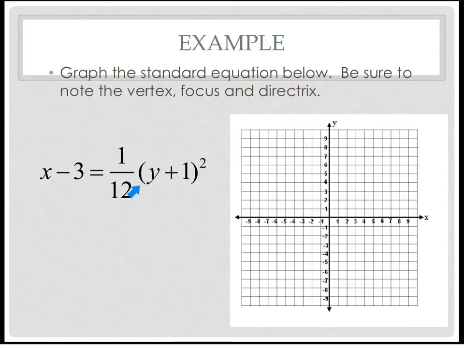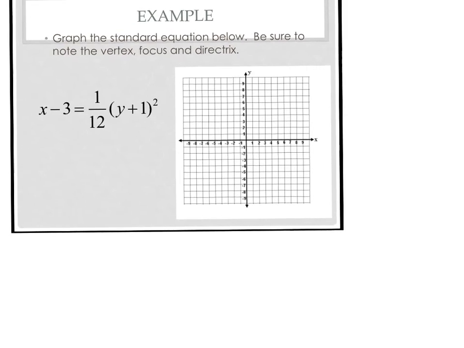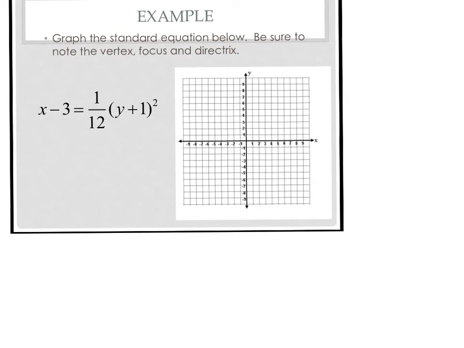When the variable is in parentheses with a square outside of it, then we know it's going to be a -1 in the y direction. Now this one right here, we generally don't see it like that. So here's what I like to do. I'm going to shrink this down first, and we'll zoom in when we graph. But what I like to do is get this on the other side.